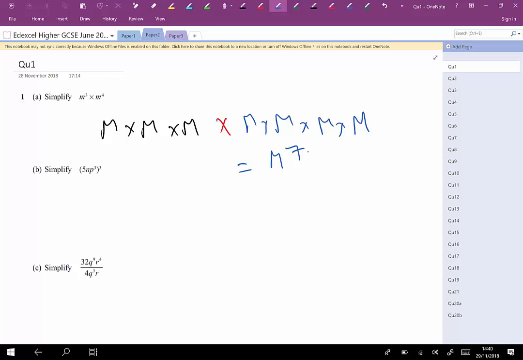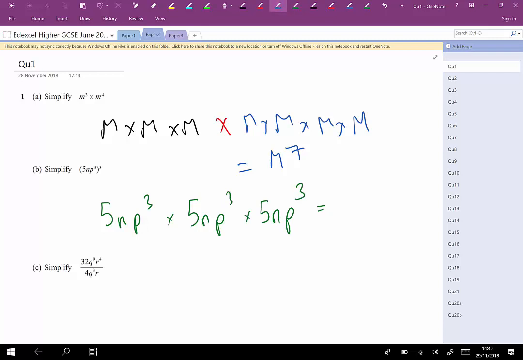Okay? The next one's a bit more complicated because you've got a number in there, you've got the n, and then you've got p cubed of all things. So probably the easiest way is to write that out and see what you got. Okay? Some of you might be able to see what's going on there already, but if in doubt, it's going to be 5n p cubed times 5n p cubed times 5n p cubed.